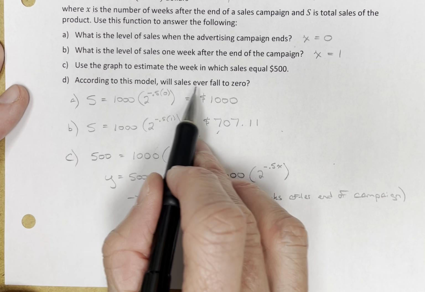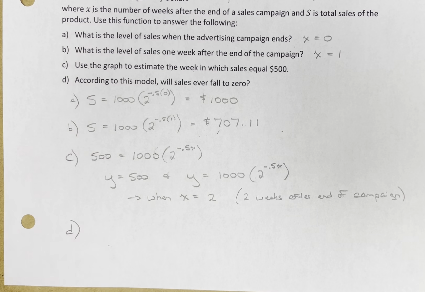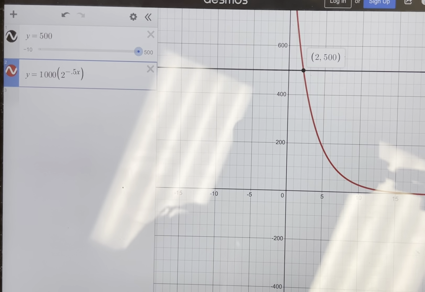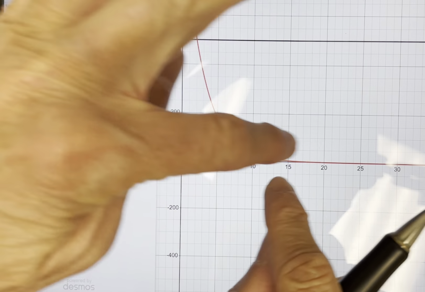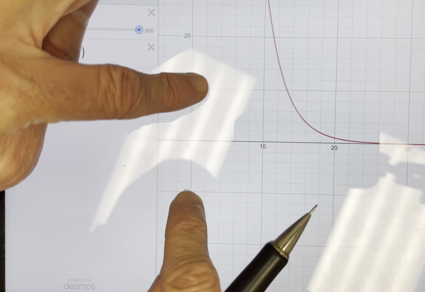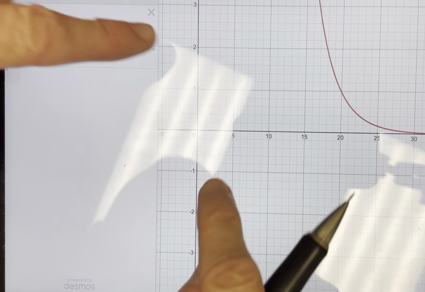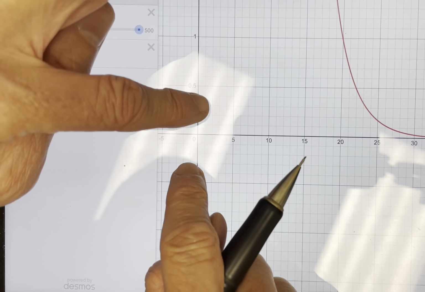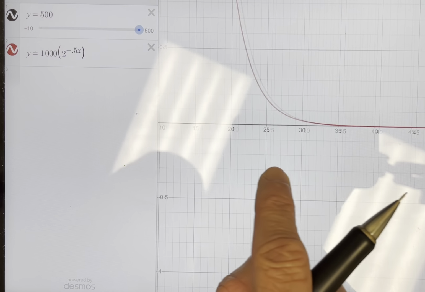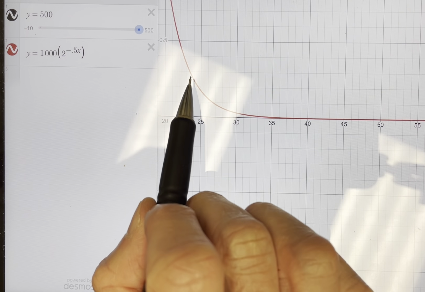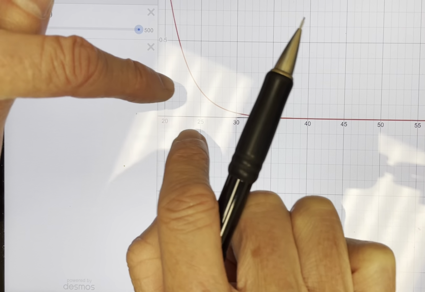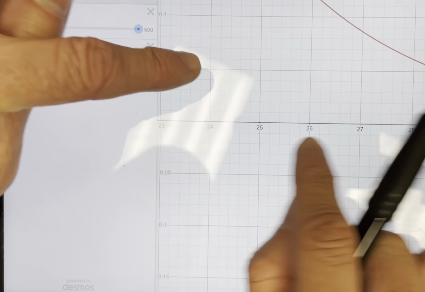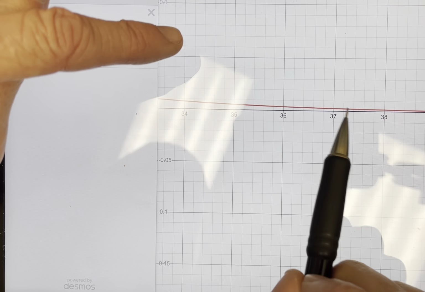According to this model, will sales ever fall to 0? Well, let's go back to the graph. Okay, so this is the graph. I'm going to move kind of this way, and I'm going to really open up. According to this model, notice I'm changing my x-axis. I'm making my y-axis getting in closer and closer. According to this model, the sales will drop, but they'll never get to 0. The more I focus in on that, the more you'll see that there's always going to be a gap.